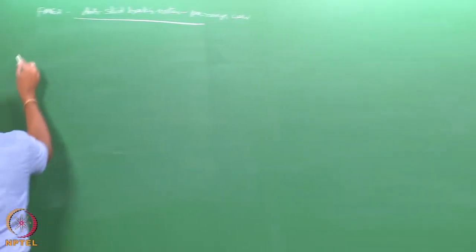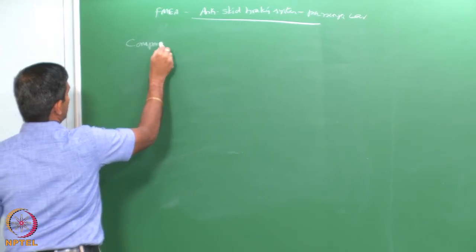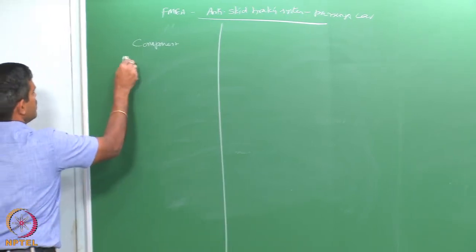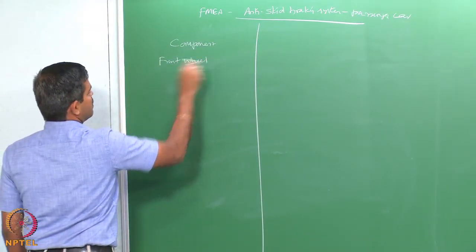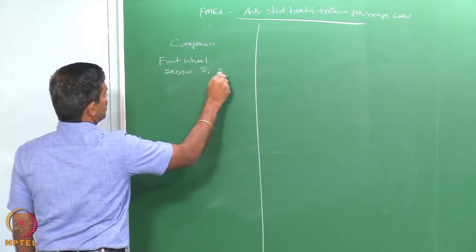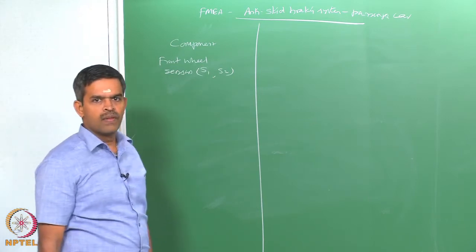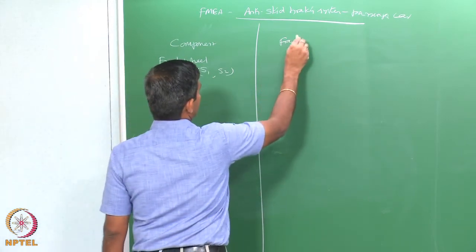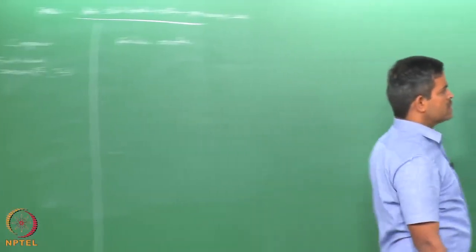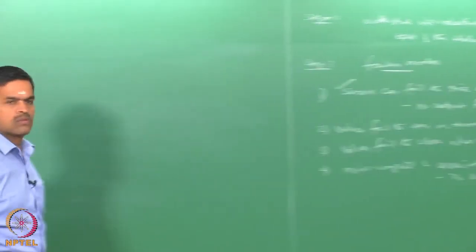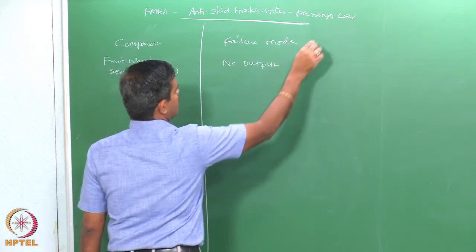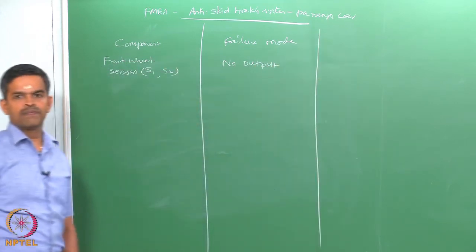So, we have the component, as we identified, the component can be front wheel sensors S1 and S2. There can be a failure mode as discussed earlier like this. The sensors can fail to give output. So, no output. That can be a failure mode of the sensors.